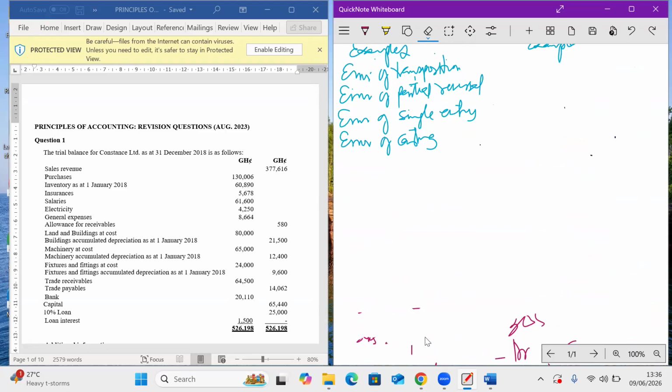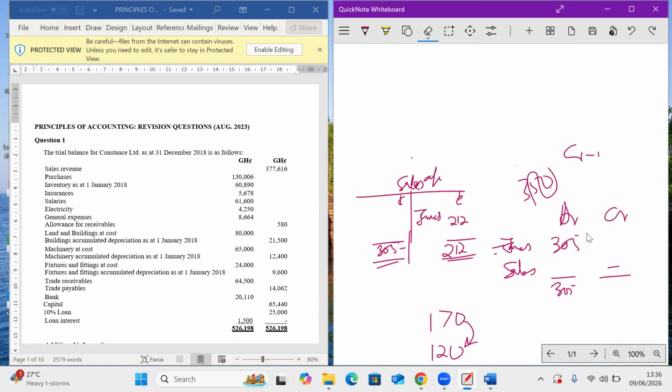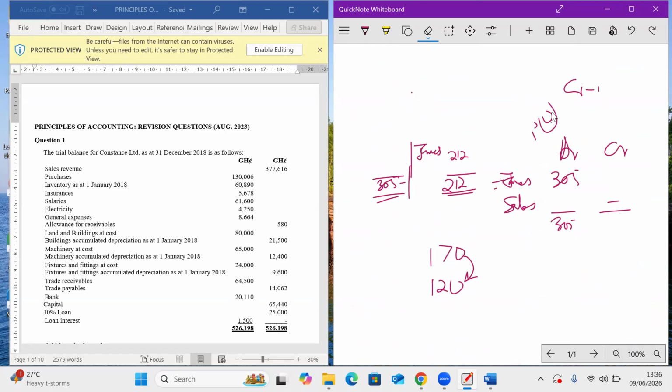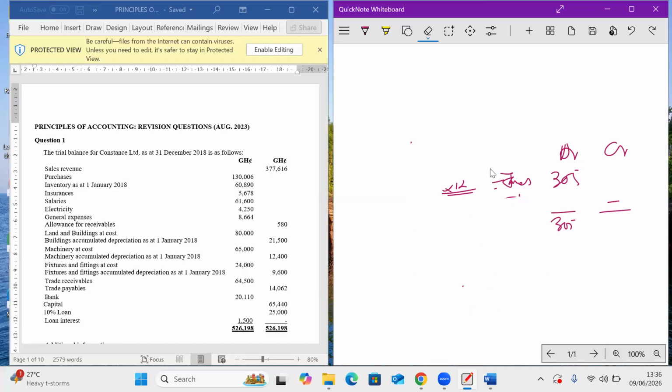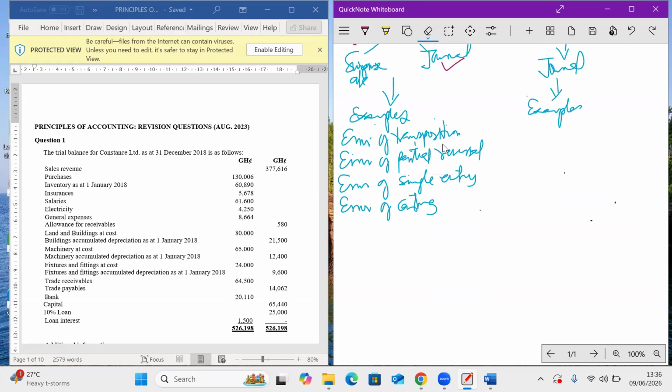We have errors not affecting the trial balance. These are theories, so you can be asked to state the errors affecting and errors not affecting. So what are some of the errors not affecting the trial balance? If you didn't record it, there will not be any issue. If you record it, that is when there will be an issue.